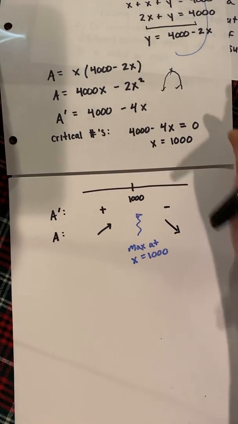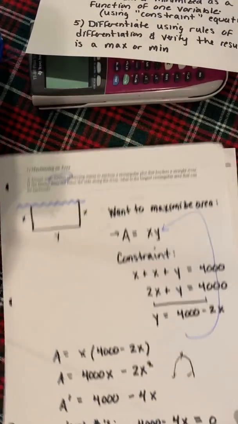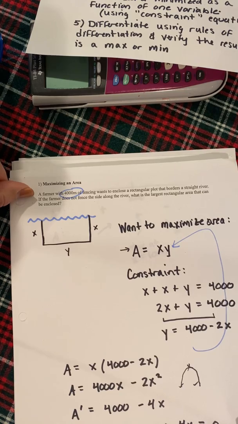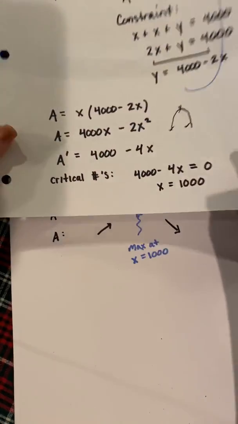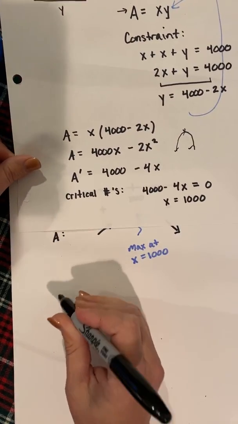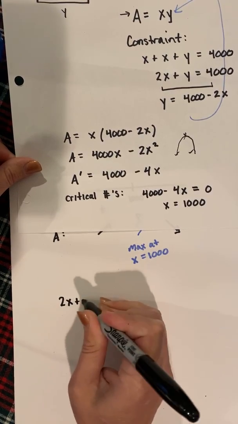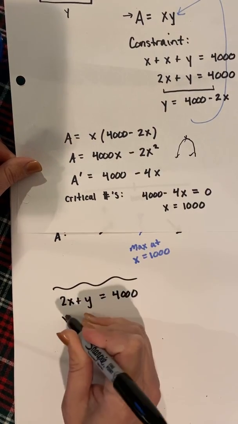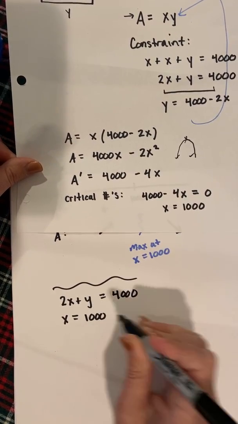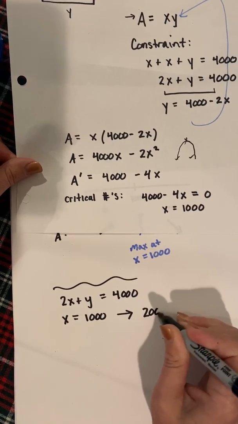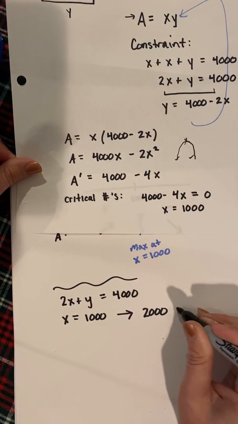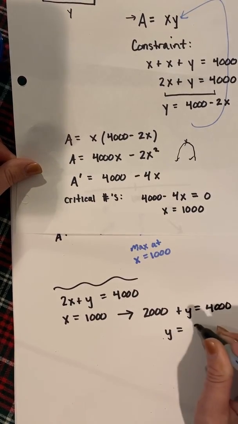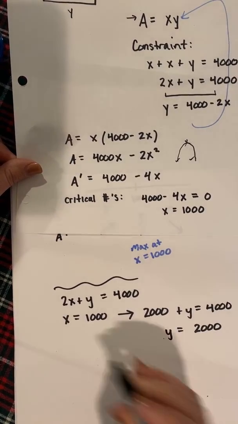So the question says, let's go back and reread the question, make sure we answer what it's asking. It says, if the farmer does not fence along the river, what is the largest area that can be enclosed? Well, we know that 2x plus y equals 4,000, right? We know that the maximum happens when x is 1,000, so we plug that in, we get 2,000 plus y equals 4,000. So the length of the pen is going to be 2,000.